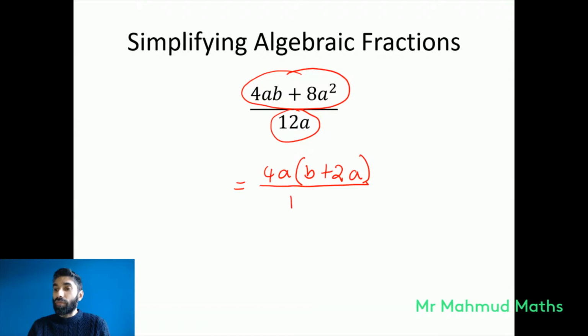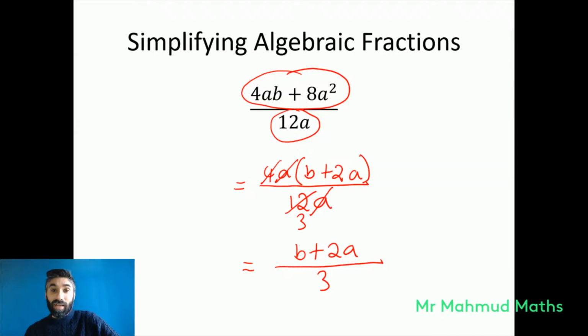Exactly. And on the bottom, we have 12a. Now, we factorize it, and you can see that we've got 4 and 12 and a there. So we can cancel them out. So a and a, you can cancel them out. And then 4 divided by 4 gives us 1, and 12 divided by 4 gives us 3. Now we've simplified it. Now we can write down whatever's left up there. So we have b plus 2a, and at the bottom we have 3. We have factorized and simplified the algebraic fraction.